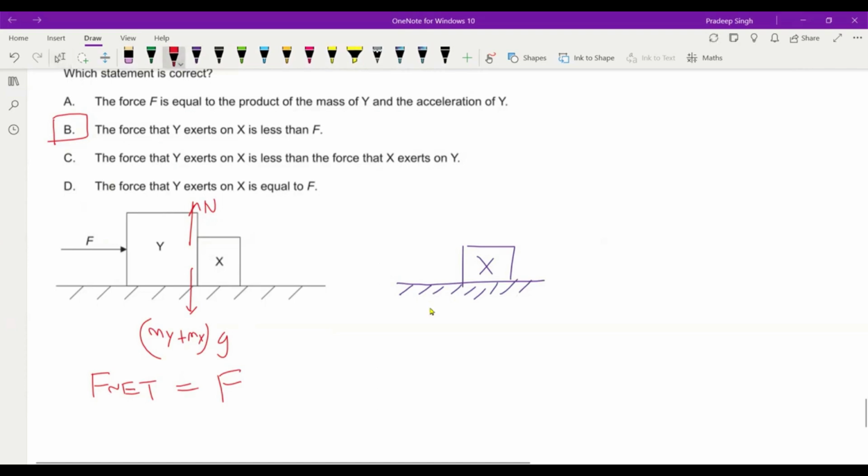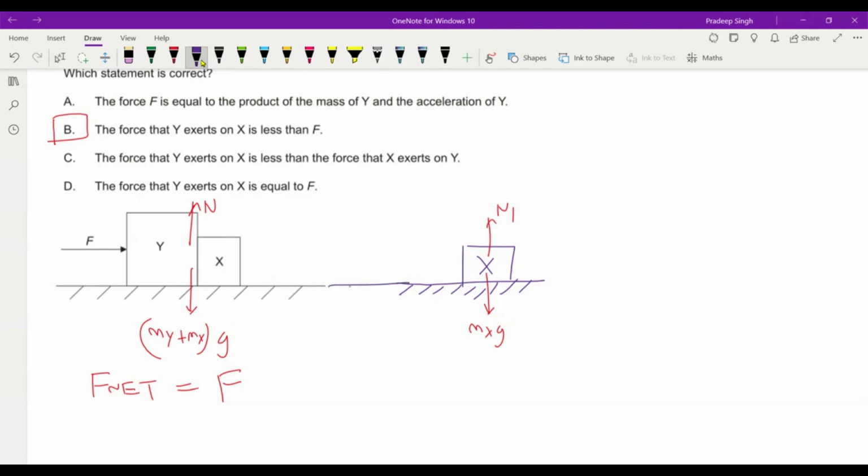Let's include mg and the normal reaction. Apart from this, what's the other force? F. So the F is acting on Y, not on X. So you will not show it here. This is the free body diagram for X. So there would be just a force acting on X though.